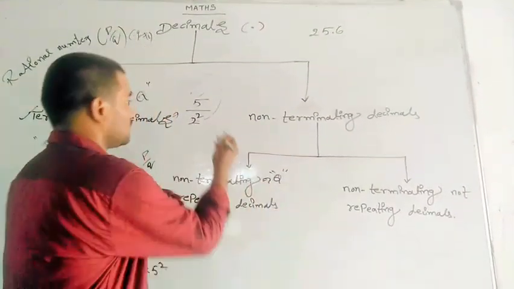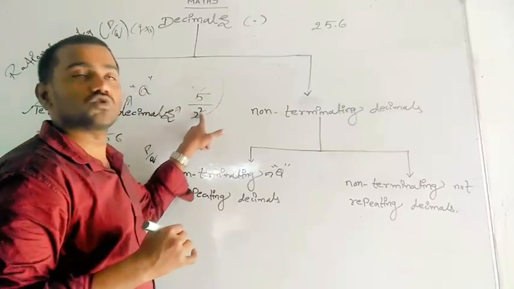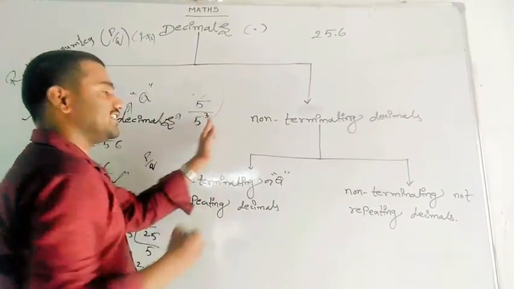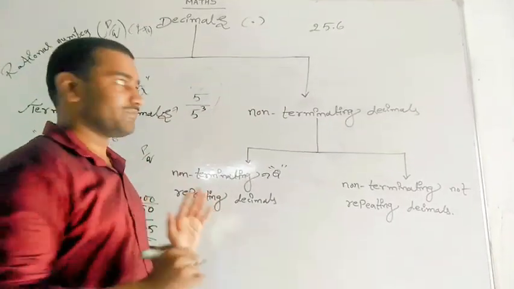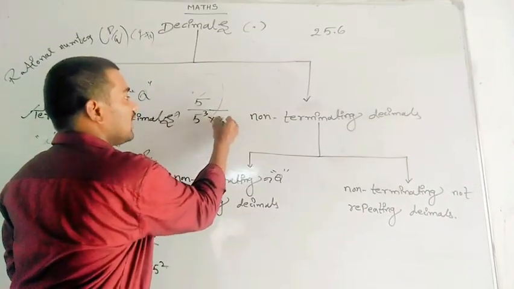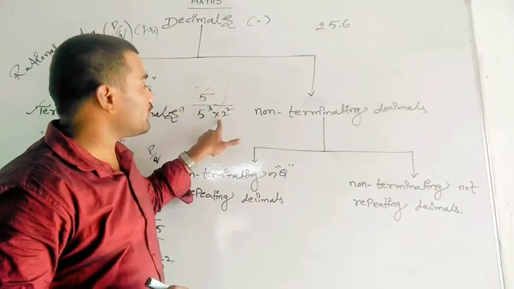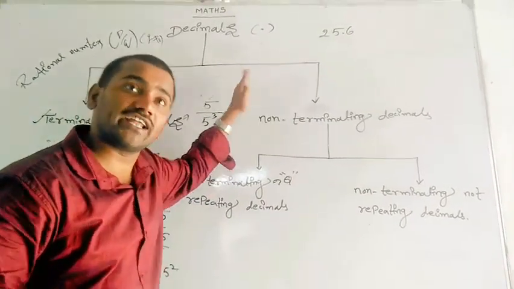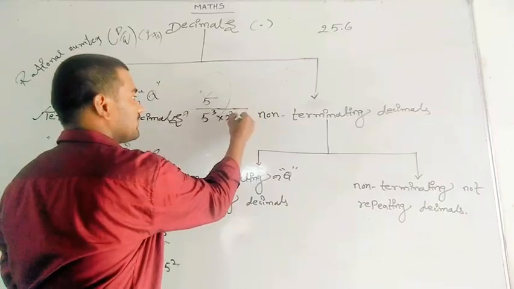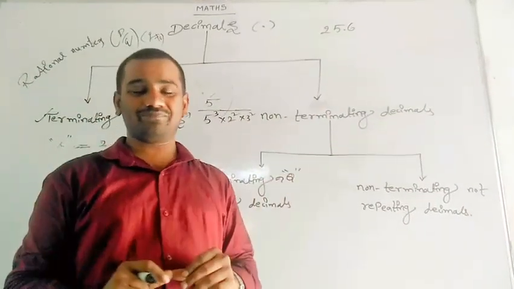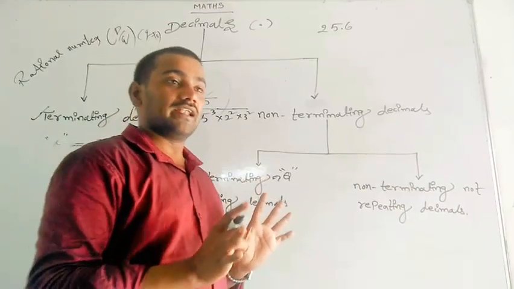5 by 2 square is a terminating decimal number. 5 by 5 to the power of 3 is also a terminating decimal number. Let me write 2 to the power 5 by 5 cube into 2 square. It is also a terminating decimal number. Let me write 3 square. It is a non-terminating decimal number. So simply, let me tell you.